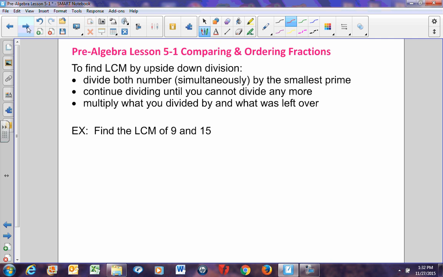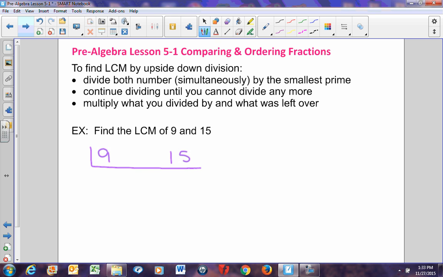Now, the last way we find a least common multiple is what we call upside down division, or simultaneous division. I call it upside down division because it kind of looks like it's upside down while you're doing it. So if I wanted to find the least common multiple of 9 and 15, I'm just going to divide them by the same prime number. You divide both numbers by the smallest prime number that will divide evenly into both of them.